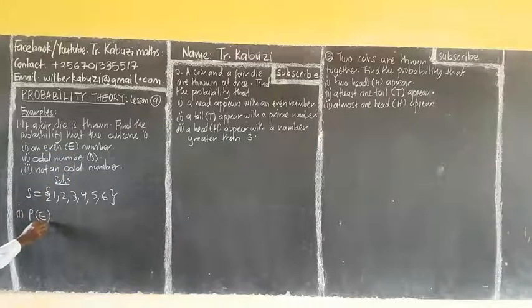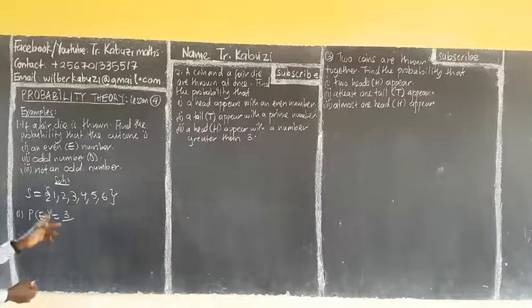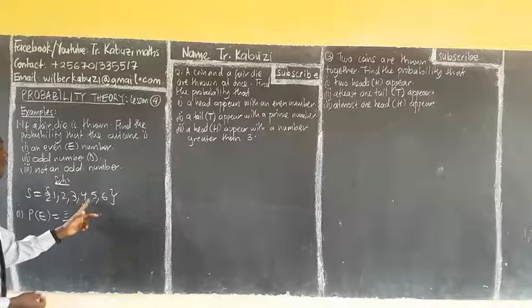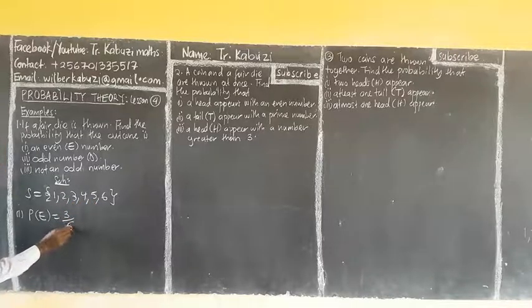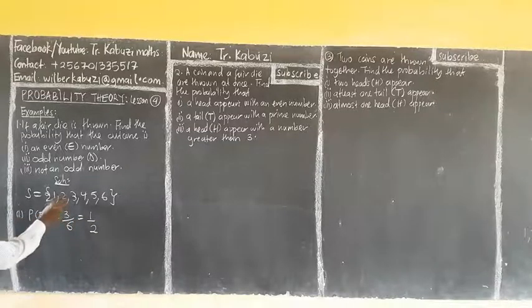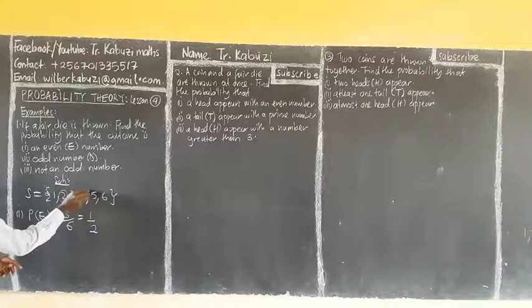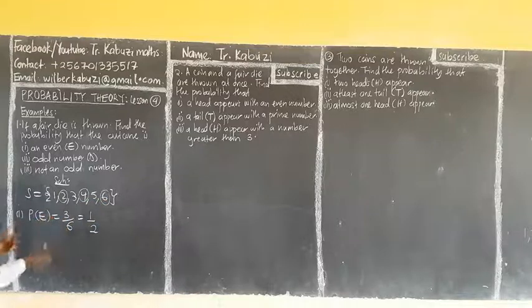So the probability of an even number is going to be, now you look how many even numbers we have. We have 2, 4, 6, so there are 3 over the total number of outcomes. You see 1, 2, 3, 4, 5, 6, so the total outcome is 6. And you can reduce this to 1 over 2. So our even numbers are these, and they are 3 over the total, which is 6. You can reduce by 3.